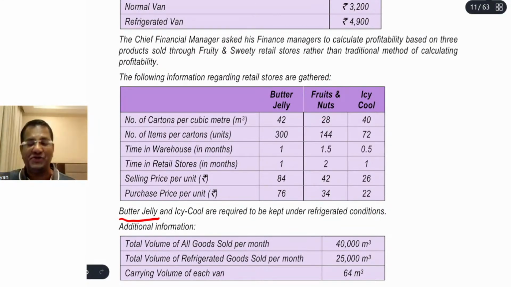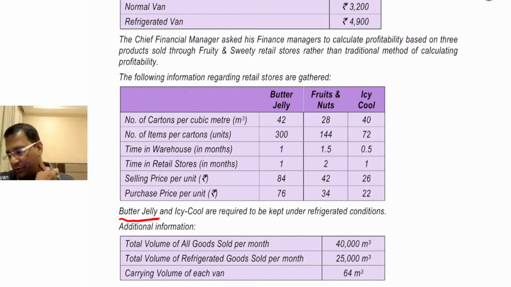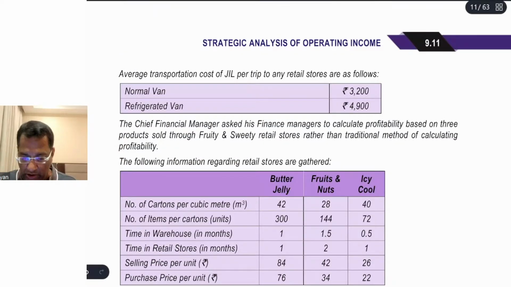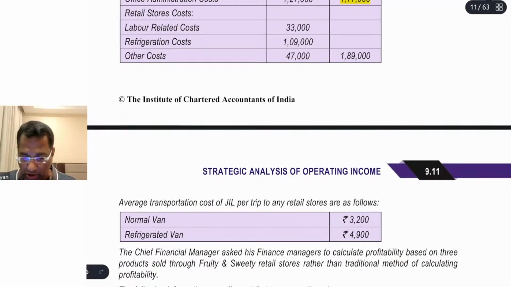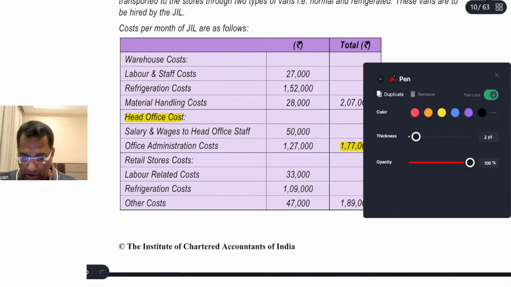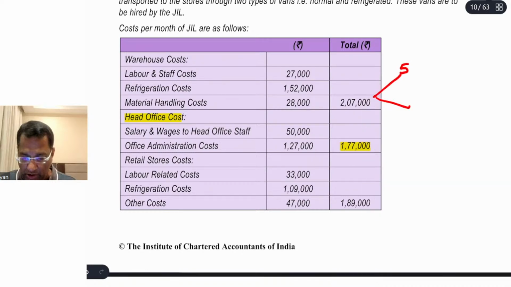For our communication purpose, I am calling these product number 1, product number 2, and product number 3. So product number 1 and 3 require refrigeration, while product number 2 doesn't require refrigeration. So this is the non-refrigerated cost, 27,000 and this is 28,000. So out of this 2,07,000, 55,000 is related to non-refrigerated and 1,52,000 is related to refrigeration cost.